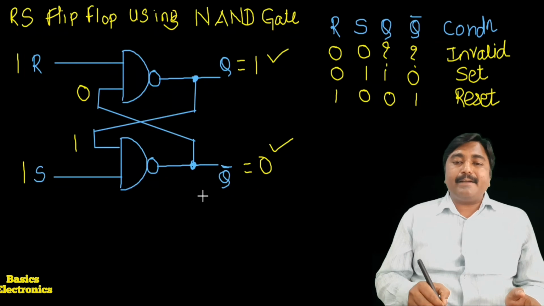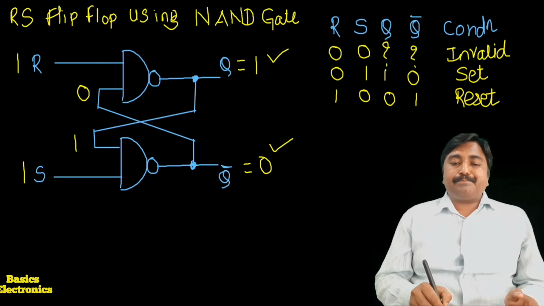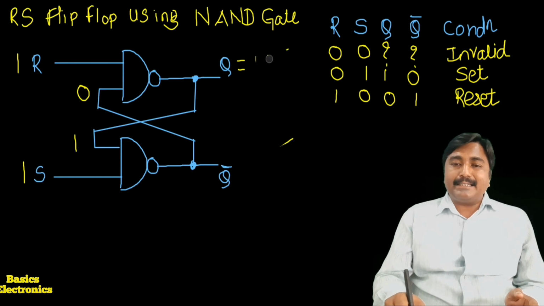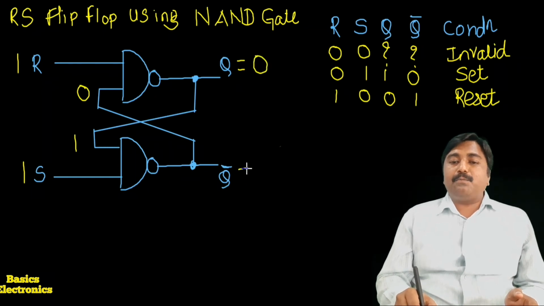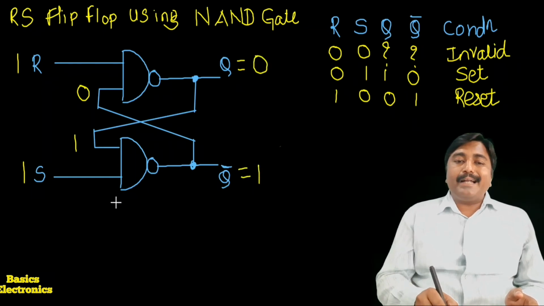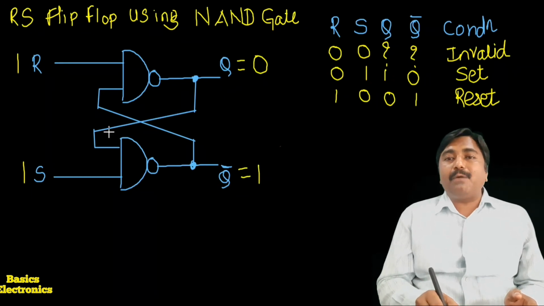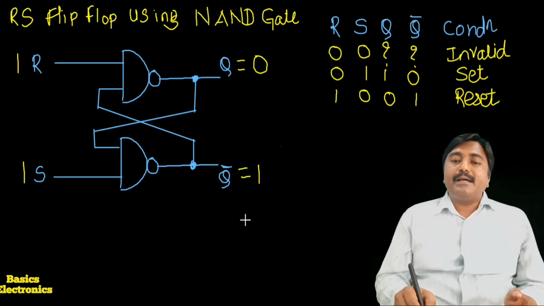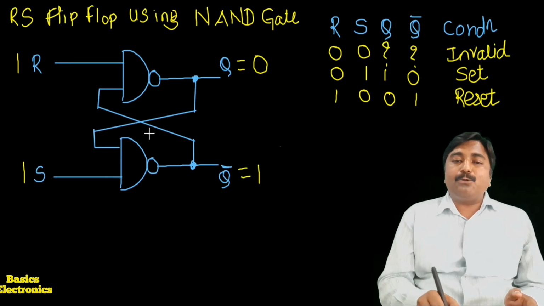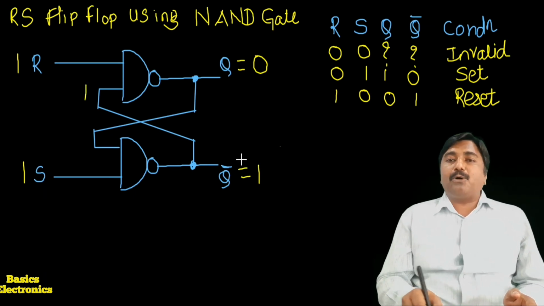We can consider the other case, when this flip-flop is initially in the reset condition. Flip-flop is in reset condition, it means here Q is equal to 0 and Q bar is equal to 1. When Q is equal to 0, Q bar is equal to 1. It means Q is applied as an input for the lower gate and Q bar is applied as an input for the upper gate. We consider here Q bar is applied as an input for the upper gate.